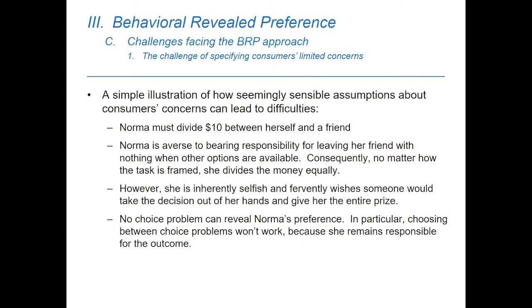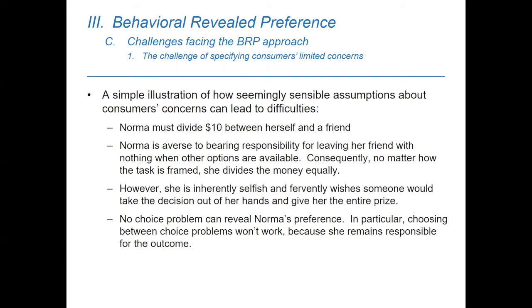However, Norma is actually inherently selfish, and she fervently wishes someone would come along and take the decision out of her hands and give her the entire prize. Now, the point is that there is no choice problem that can reveal the preferences we've assumed Norma actually has. In particular, you might think, well, let's let Norma choose between two choice situations, one in which she divides the money herself, and the other in which there's a third party who makes the decision and gives her everything.